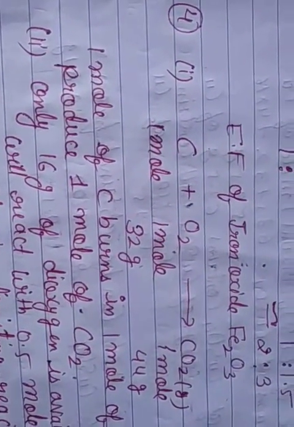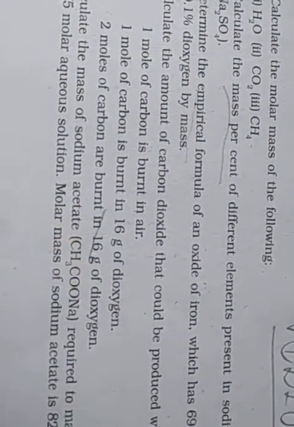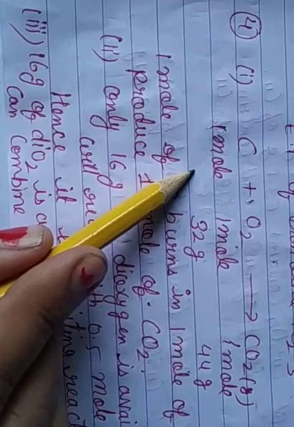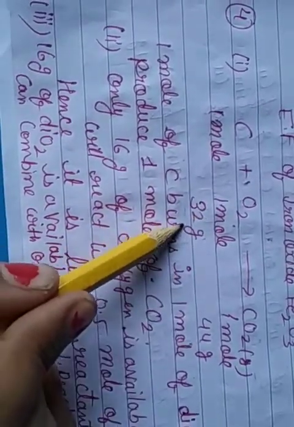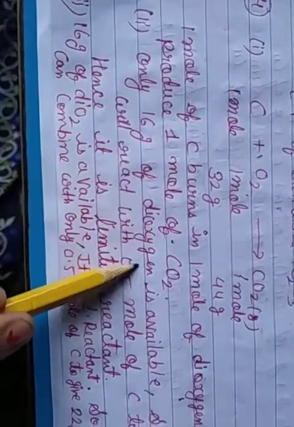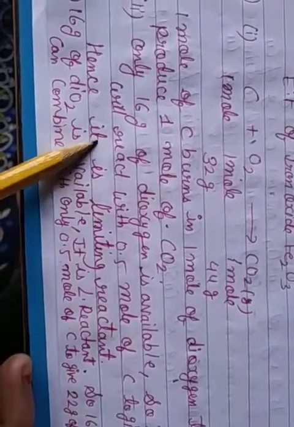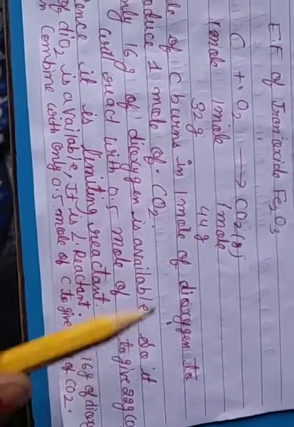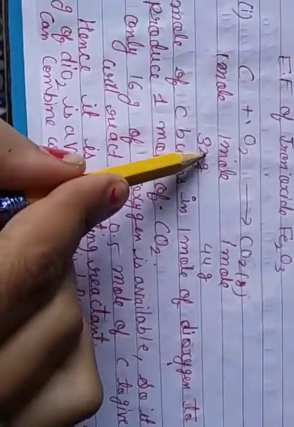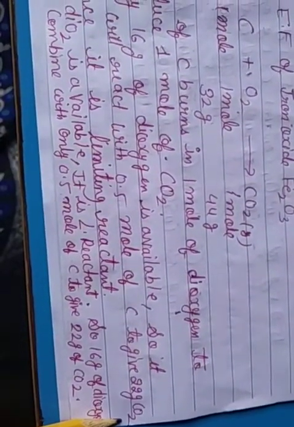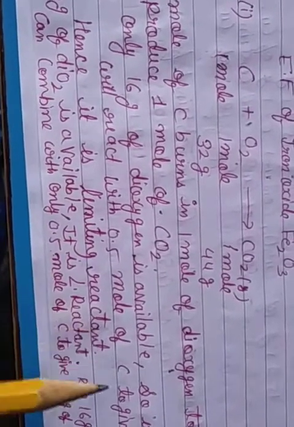Then question number second: 1 mole of carbon is burnt in 16 gram of dioxygen. By the equation you already know 1 mole of carbon is burnt in 32 gram of oxygen, but only 16 gram of dioxygen is available. So it will react with half mole of carbon, that means 0.5 mole of carbon. So half of the oxygen, half of the CO2 forms, that means 22 gram of CO2 forms. So that means it is the limiting reactant.